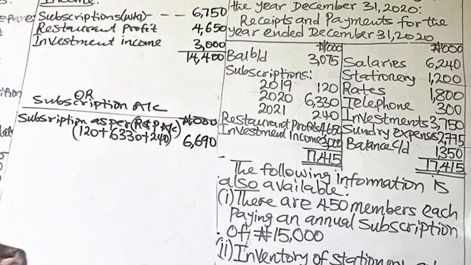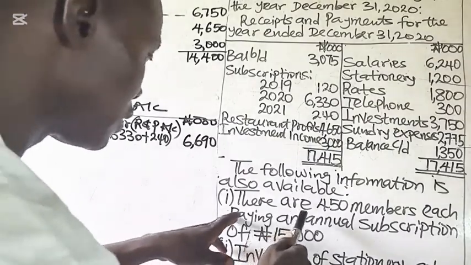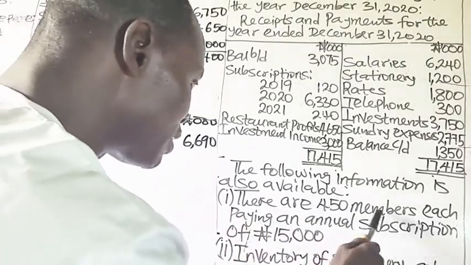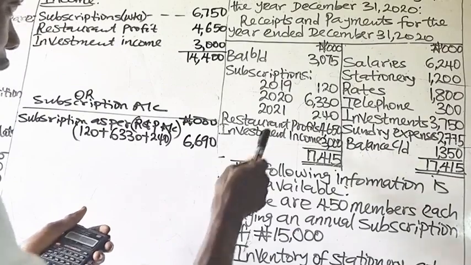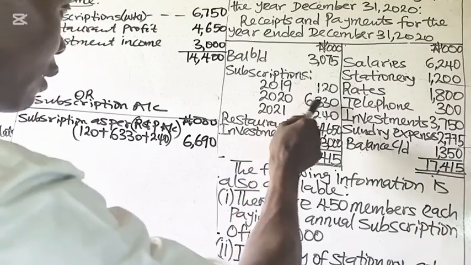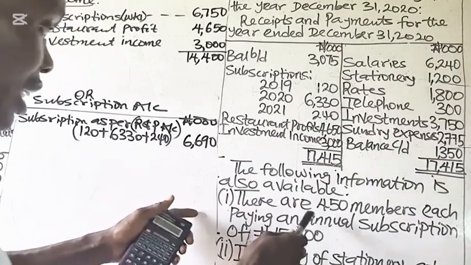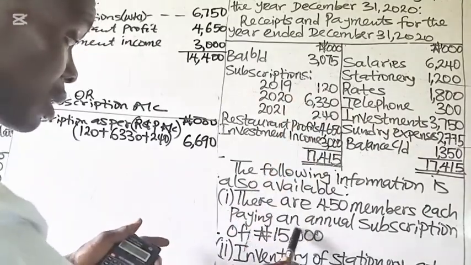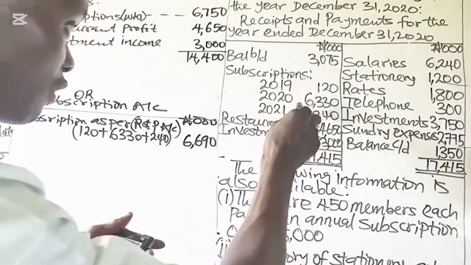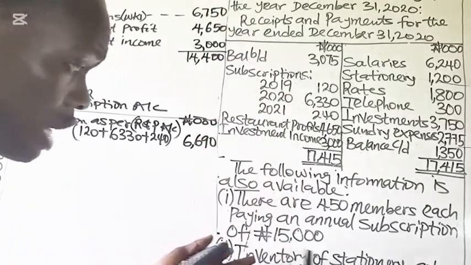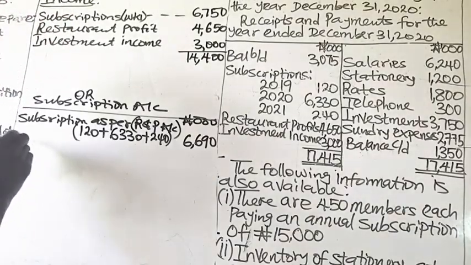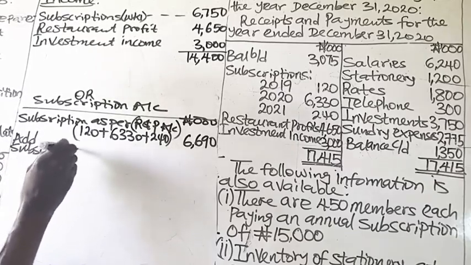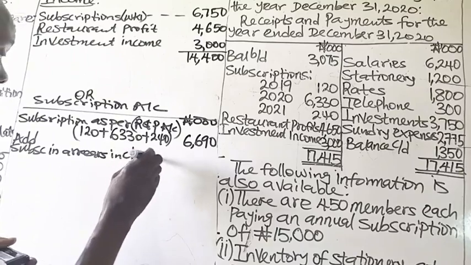Now, if you look at the question, we said there are 450 members, each paying annual subscriptions of 15,000. 450 times 15,000 gives us 6,750,000. Again, 6,330,000 was reported as the subscription for the year 2020. Since the product of this is greater than the amount reported here, this subscription has been received in arrears. It was not received in full. Arrears mean certain amounts are due but not yet received. So add subscription in arrears in the closing entries.